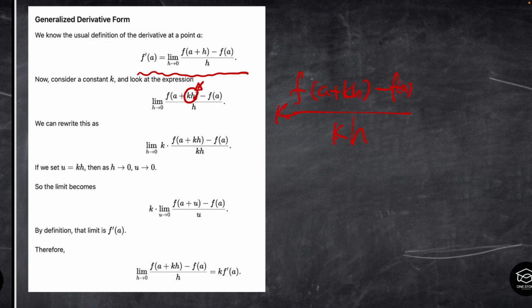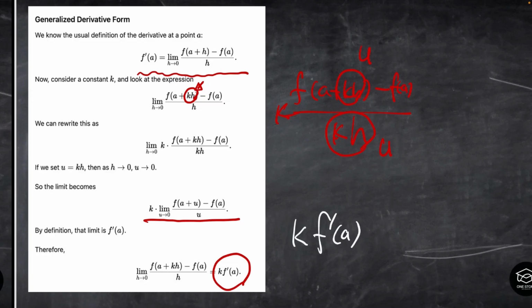If we let u equal kh, then as h approaches 0, u also approaches 0. So the limit becomes k times the limit as u approaches 0 of f(a + u) minus f(a), divided by u. But that is exactly the definition of f prime of a. Therefore, this general form simplifies to k times f prime of a. This shows that even if a problem does not initially look like the standard derivative definition, we can always rewrite it so that it connects back to the definition.